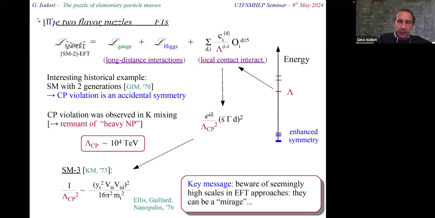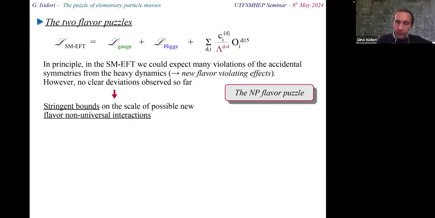So now let's go back to our standard model. Actually, better, the standard model EFT with 3 families. So in principle, we could expect many violations of the accidental symmetries from the heavy dynamics. But for the moment, we don't observe any clear deviation. And this is the new physics flavor puzzle. And the way to express this puzzle is somehow to put bounds on these effective operators from the non-observation of violation from the standard model prediction.